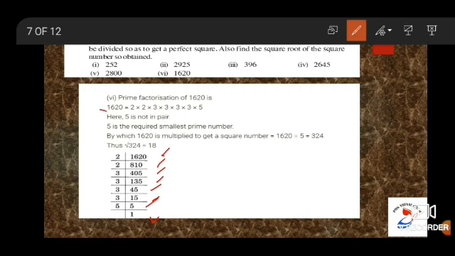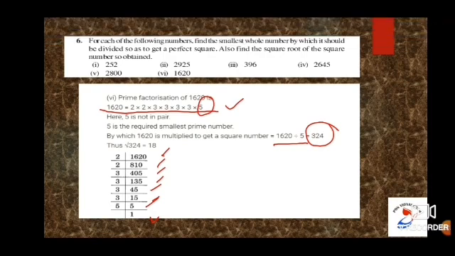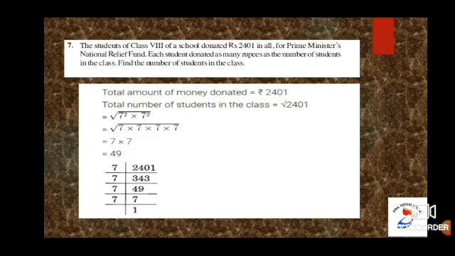Let us write down the prime factors of 1620. 2 into 2 into 3 into 3 into 3 into 3 into 5. So, here the number 5 is not in pair. So, let us divide 1620 by 5. The result is 324. We know that square root of 324 is equal to 18. So the final answer is square root of 324 is equal to 18. So this completes subdivision 6 and also the sixth problem.